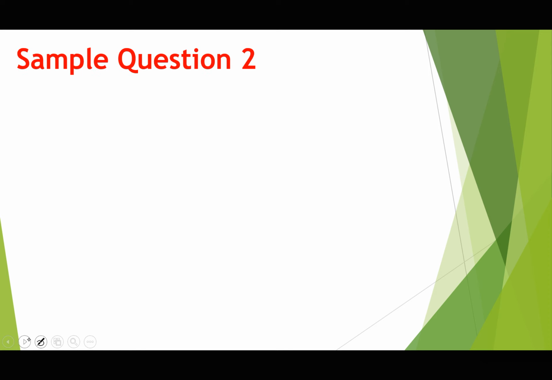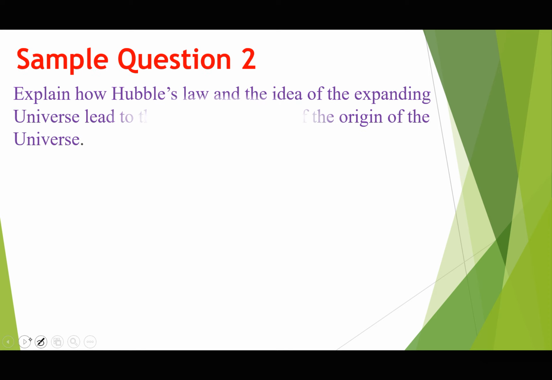Sample question number 2. Explain how Hubble's law, that is, v is directly proportional to d, and the idea of the expanding universe, which is, of course, verified by the redshift. And if the universe is expanding, it means everything else is moving away from each other. All objects are moving away from each other. How do these two, the expanding universe and Hubble's law, lead to the Big Bang theory of the origin of the universe?